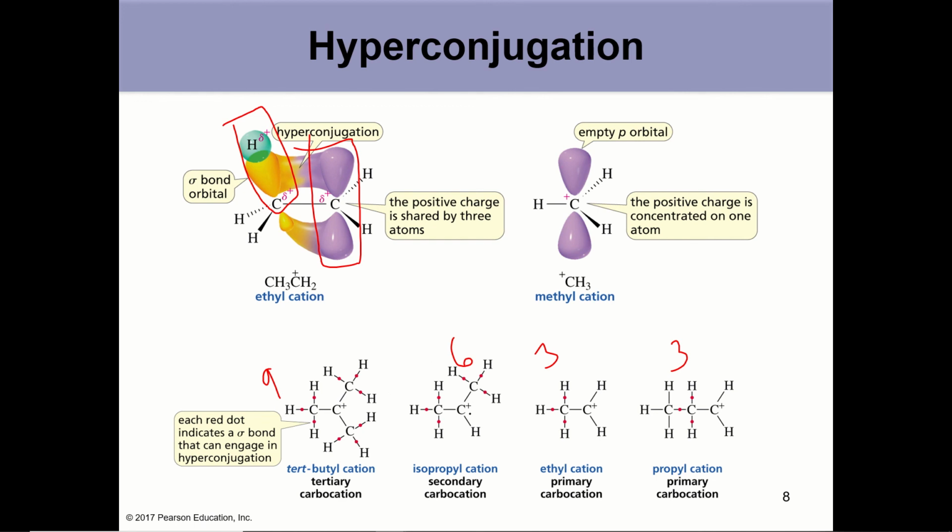For a secondary carbocation with two methyl groups, we have 6 hyperconjugation interactions stabilizing the carbocation, and that's what those red dots mean. That's 1 hyperconjugation interaction per red dot. For an ethyl cation, which is a primary carbocation, we only have 3 hyperconjugations stabilizing the cation. And the same thing for a propyl cation, only 3. These are both primary. And for a methyl cation, there are 0 hyperconjugation interactions.